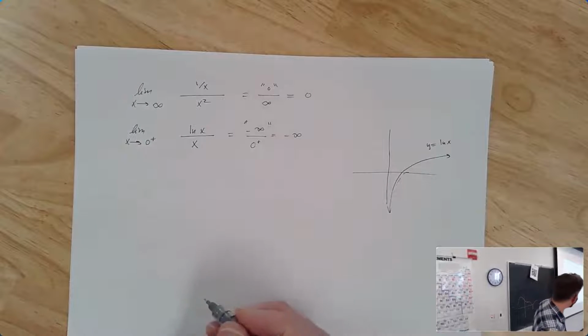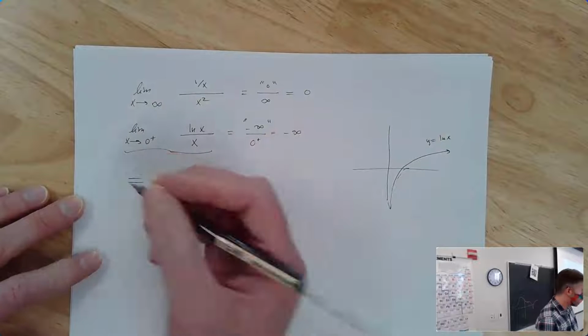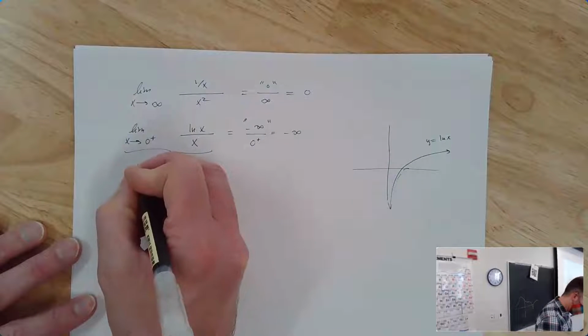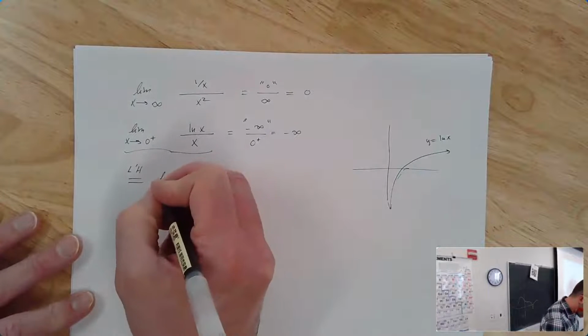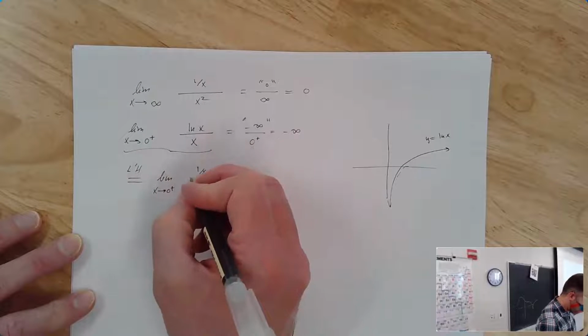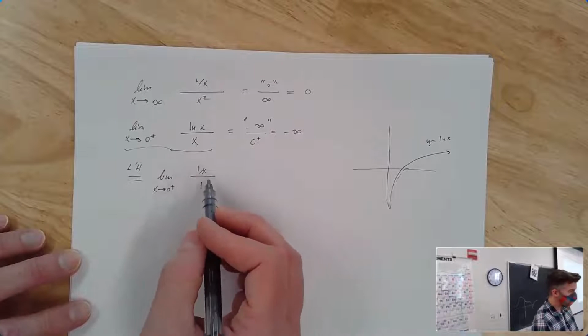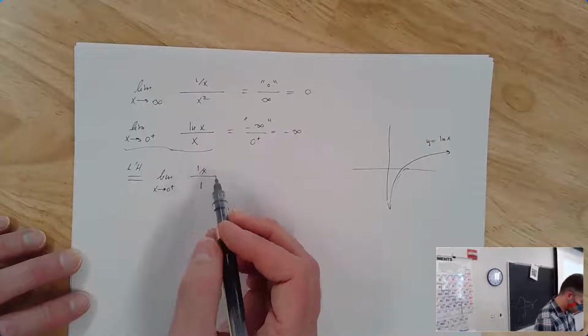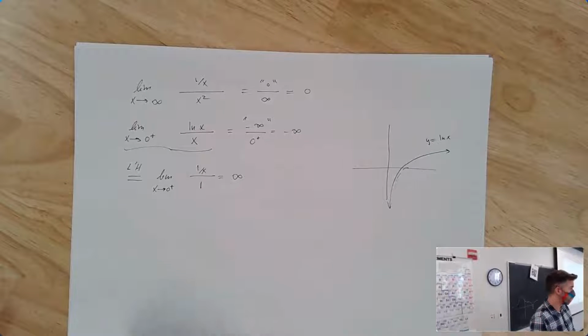Just to point out, if you mistakenly use L'Hopital's rule here, so if I said this was equal to, and when I use L'Hopital's rule, I write an L apostrophe H above the equal sign to show that I'm using L'Hopital's rule. If I did that, I would get the limit as x goes to 0 from the right. The derivative of the natural log of x is 1 over x. The derivative of x is 1. And as x goes to 0 from the right, 1 over x goes to positive infinity. So this limit would be positive infinity, which is not the correct answer. So we can't use L'Hopital's rule in the situation where we can't use L'Hopital's rule, where you don't have 0 over 0 or infinity over infinity to begin with.